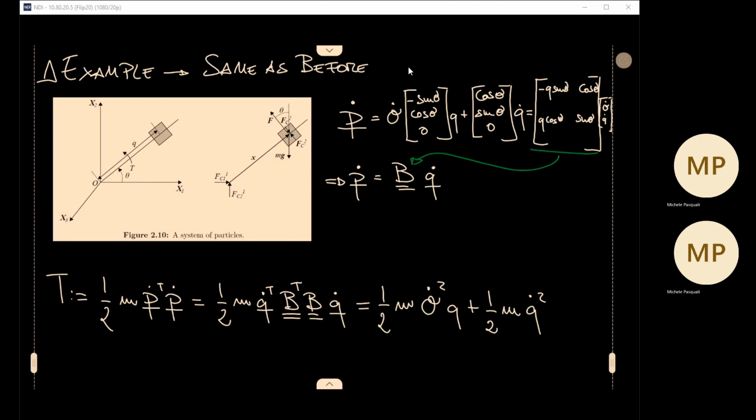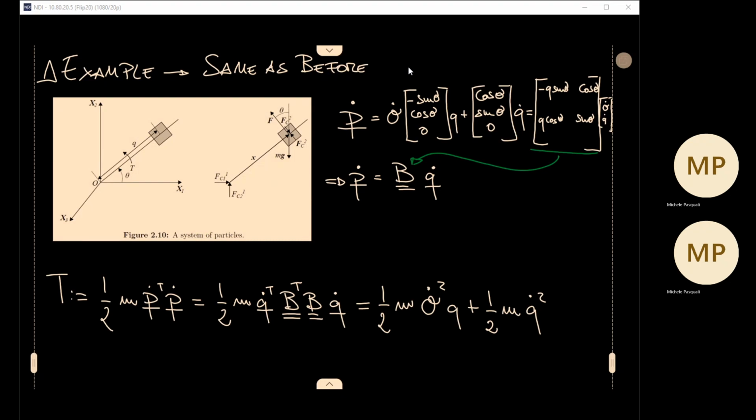You see, it's kind of simple, no? Here you have that the kinetic energy of the system is associated to two motions: the linear motion over the rail, q dot squared, and the rotation when q is constant. So when it does like this, when it does like this. See? Pretty simple.